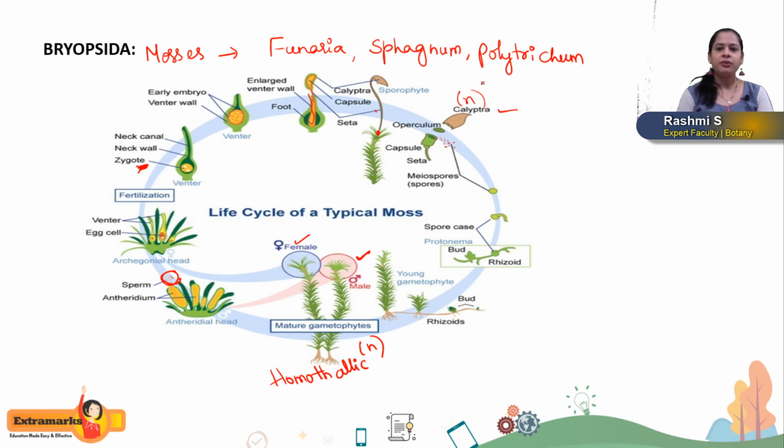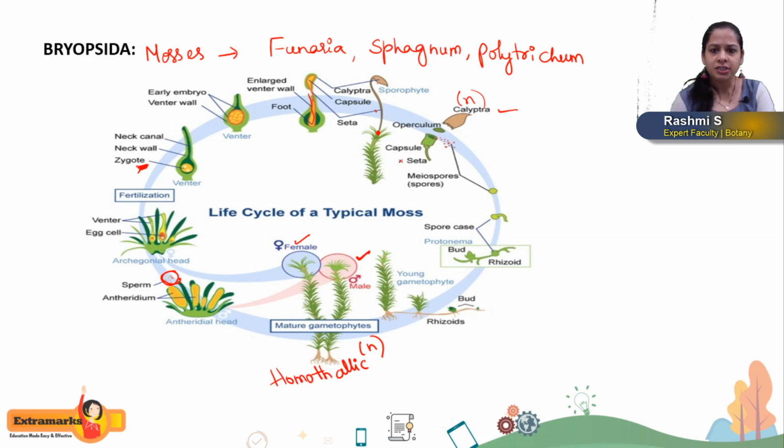These are competitive questions. We think that calyptra is on the sporophyte, so it is diploid in nature. But actually, calyptra is derived from the venter during the development of the embryo. So this venter covers the developing sporophyte for protection. Hence calyptra is actually haploid in nature.